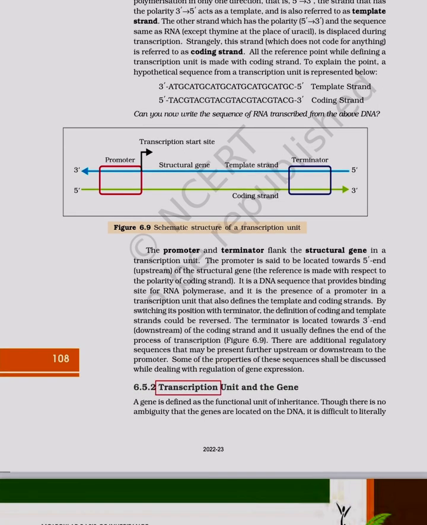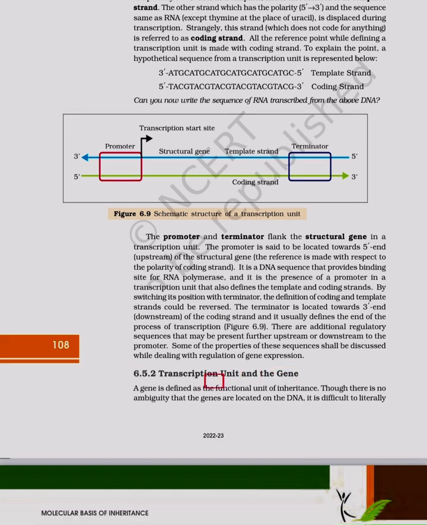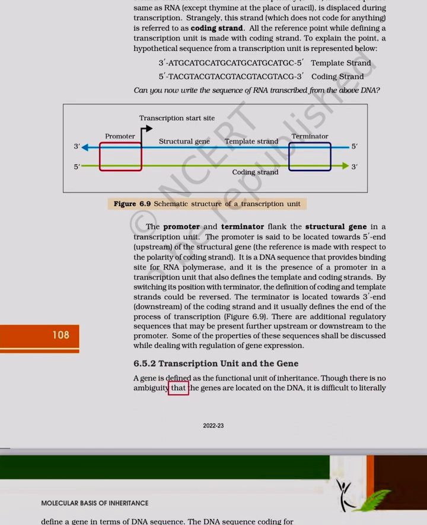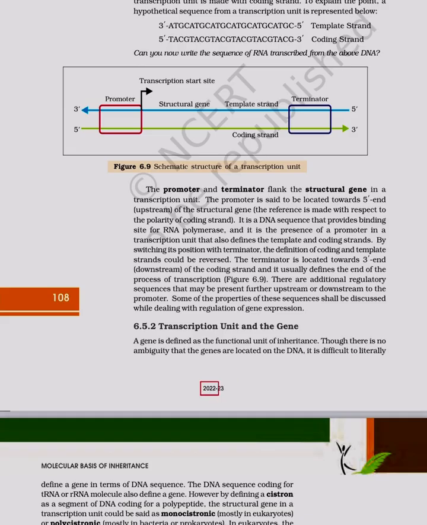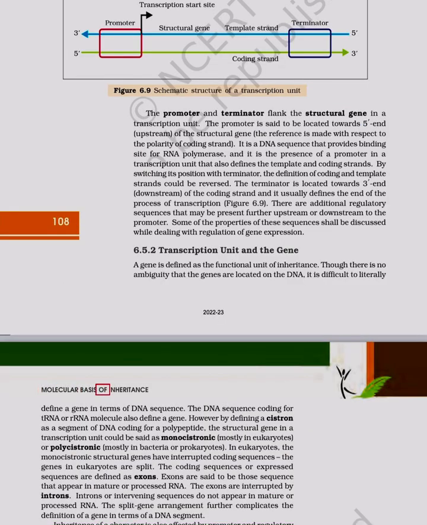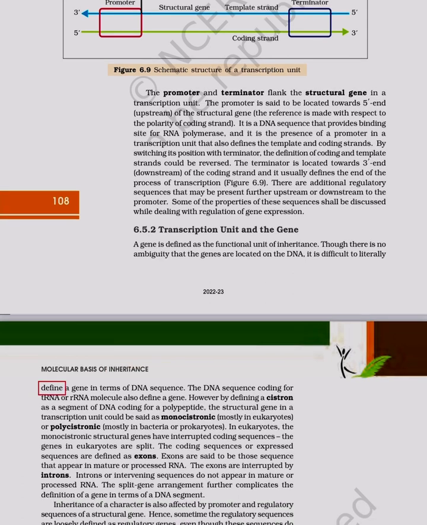6.5.2 Transcription unit and the gene. A gene is defined as the functional unit of inheritance. Though there is no ambiguity that the genes are located on the DNA, it is difficult to literally define a gene in terms of DNA sequence.